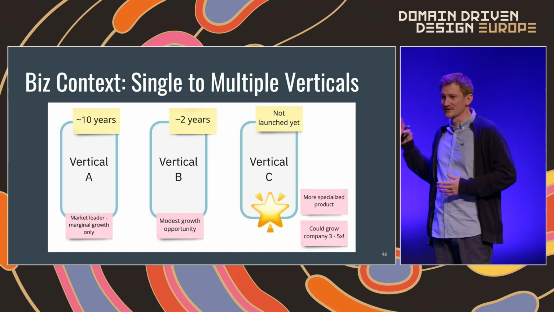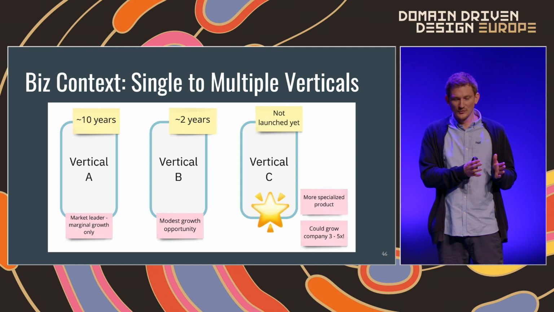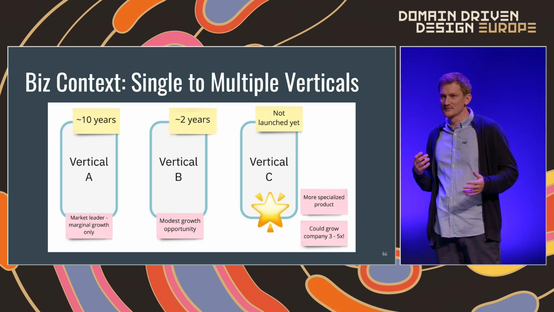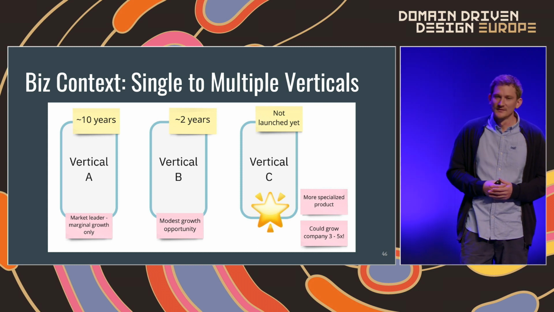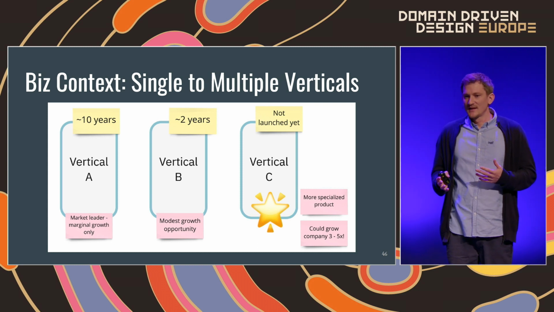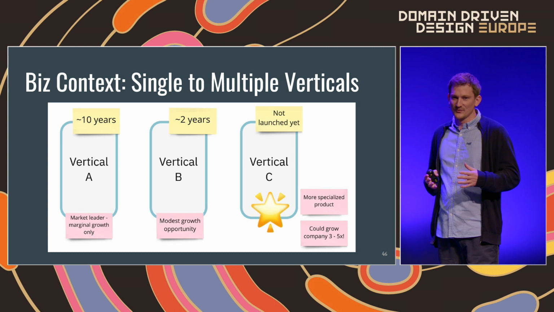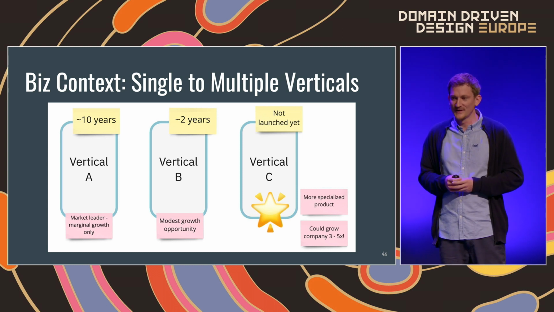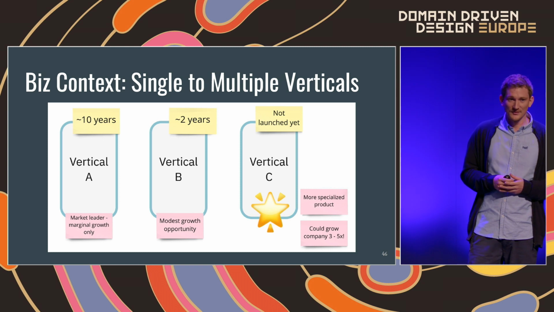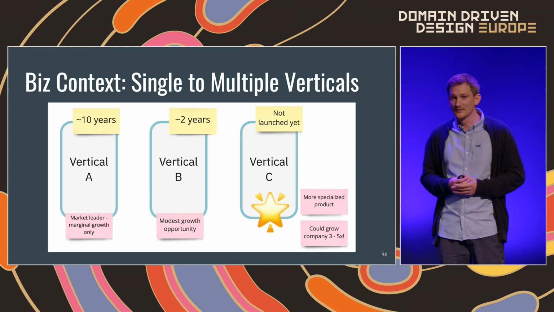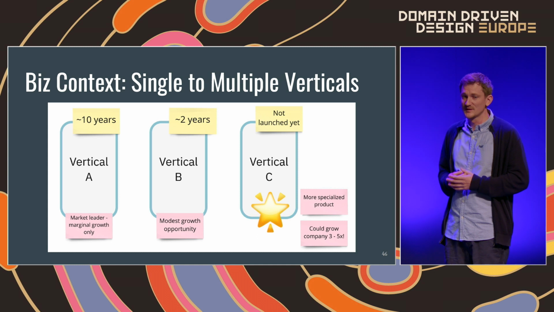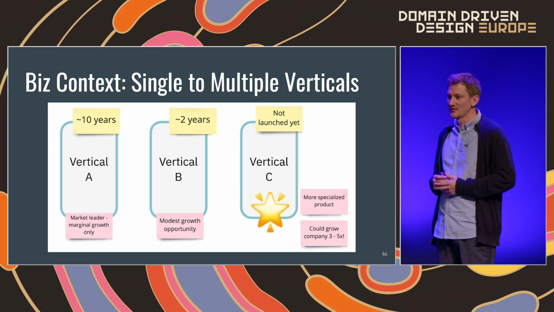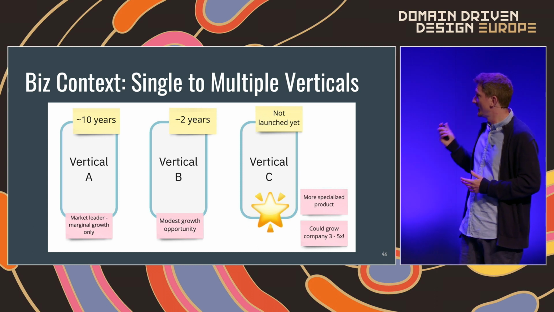That was where vertical C came into it. They wanted to move into an adjacent market with a product which is more customizable, has more customization aspects to it, so it's a bit harder to take it online and make it more automated. But they were very clear that if we do this well, we know that there's a huge market for this product in the current form that could grow the company by 3 to 5x. So that was the situation we were in.